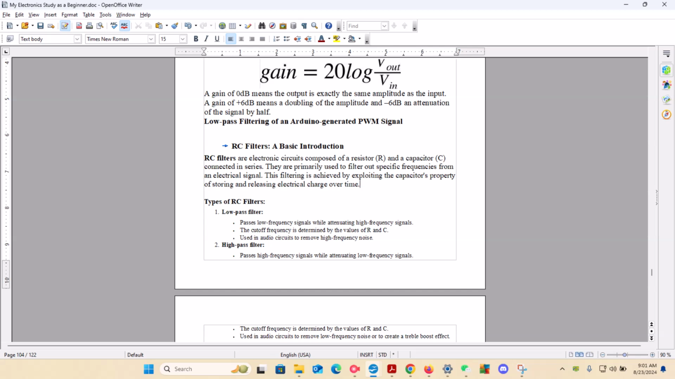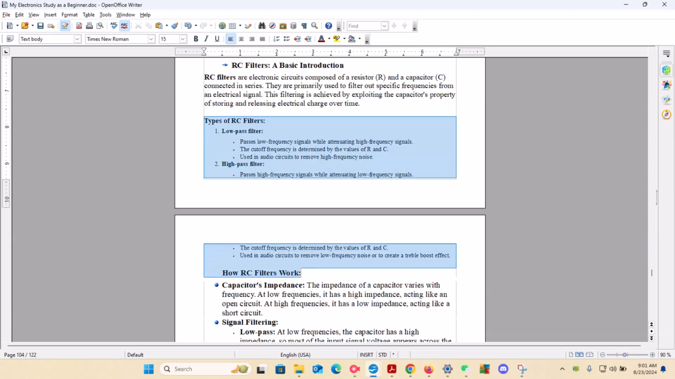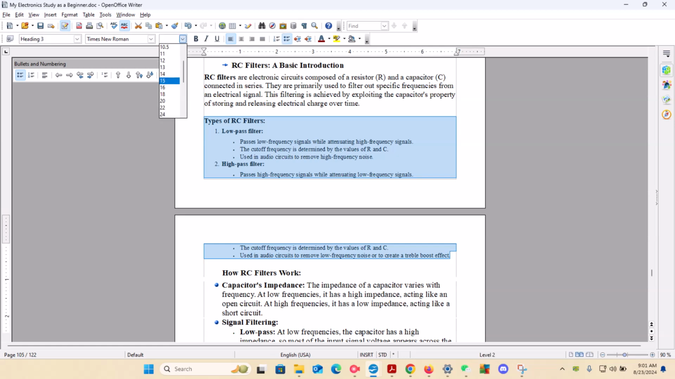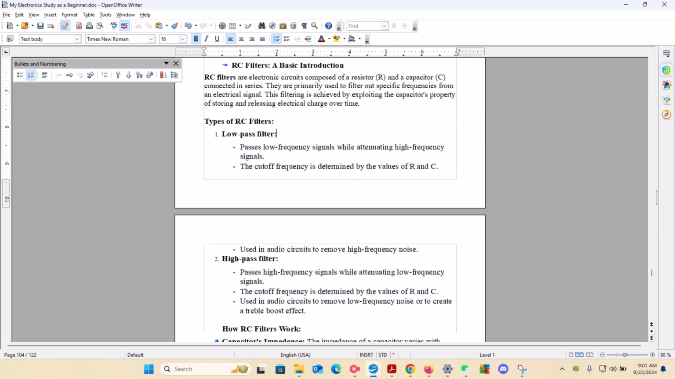Let's talk about some RC filters. I think this was too small, so I'll make it a little bigger for you to see. What we have is a low pass filter. These are types of RC filters, resistance and capacitor filters.